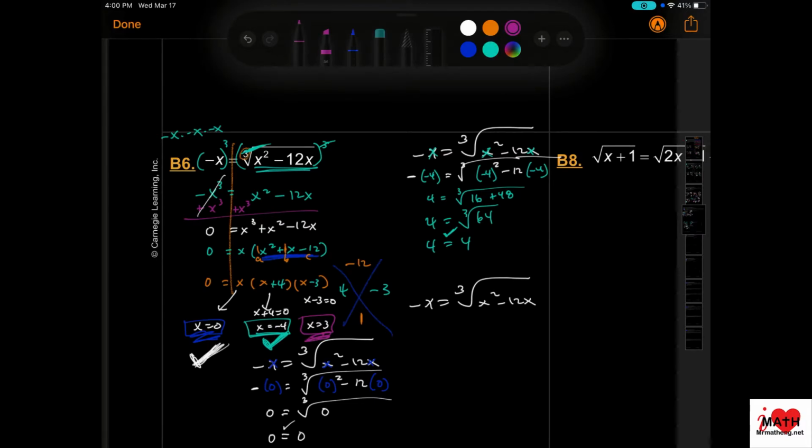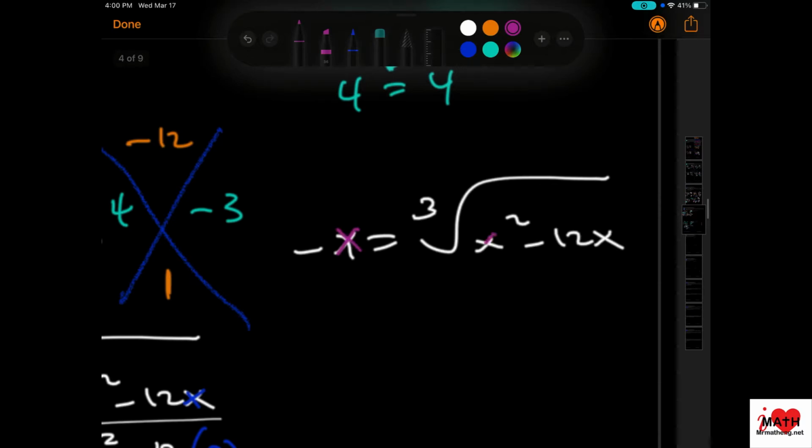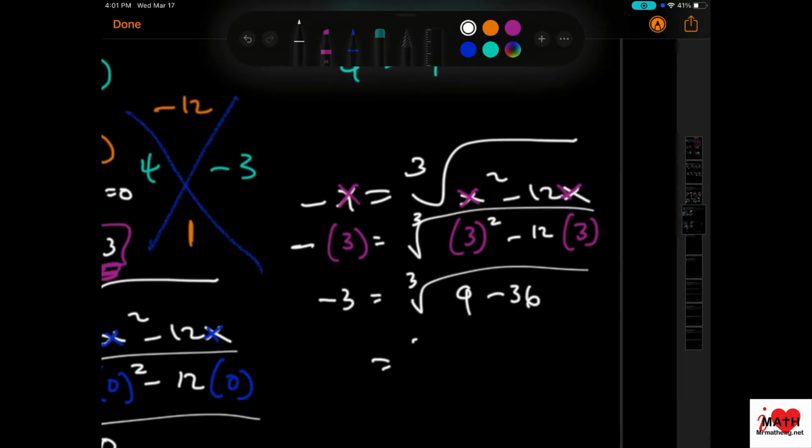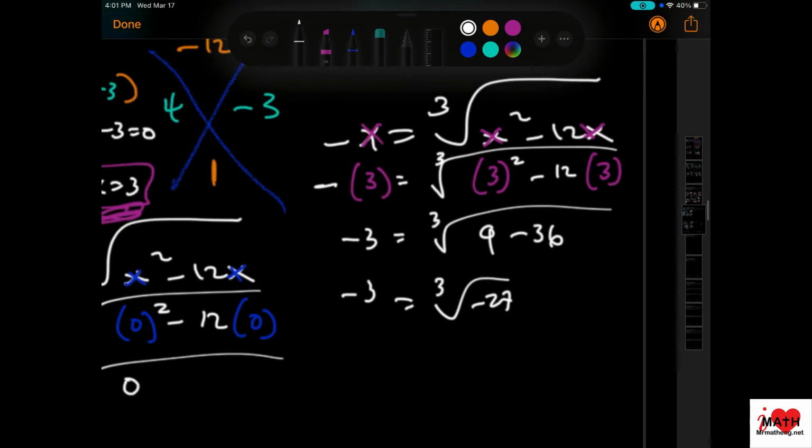And the last one, let's go ahead and test x equals 3. Boom, here, here. Opposite equals cube root of x squared minus 12x. Okay, simplify it. Opposite of 3 is negative 3. 3 squared is 9. Negative 12 times 3 is negative 36. 9 minus 36 is negative 27. And 3 identical numbers that multiply to be negative 27 are negative 3.